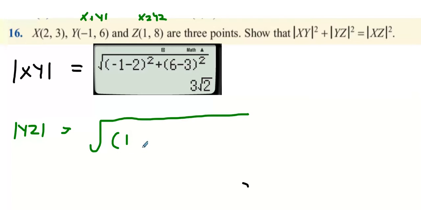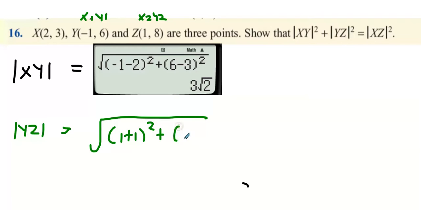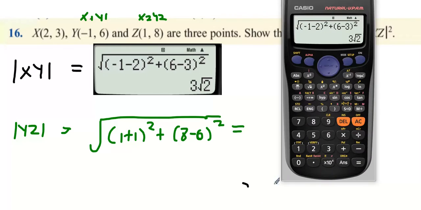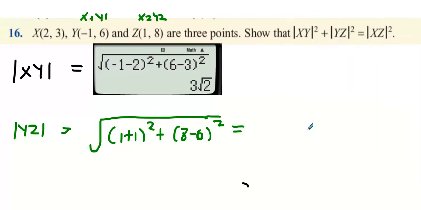Now what? 1 take away minus minus 1. And what's minus minus 1? Plus 1. So 1 plus 1, yeah. Squared. And then what's the next one? 8 minus 6. Yeah. Squared. What's the answer for that? I think the answer is root 8. And the answer for root 8 is 2 root 2. Root 8 is 2 root 2. Everybody happy with 2 root 2 for that one? Put in the calculator, you get 2 root 2.